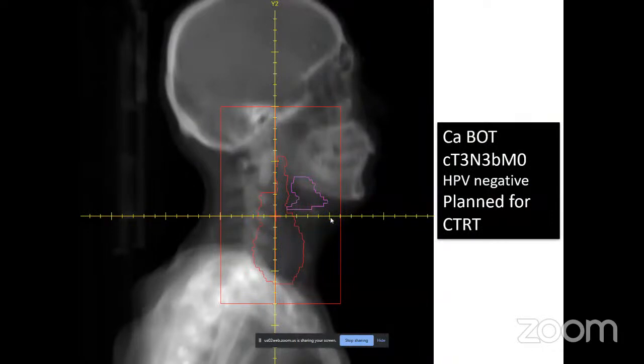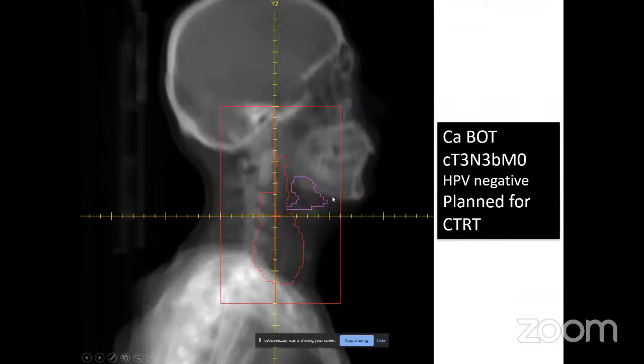This is one of our patients. We have created a DRR image, and over that we have placed the portals. He was T3, N3B and M0, with a large neck node, HPV negative, and planned for CTRT. The upper border, as it is a heavily nodal positive disease, should be up to the base of the skull. Posterior border, here we have taken up to the spinous process of the vertebra.